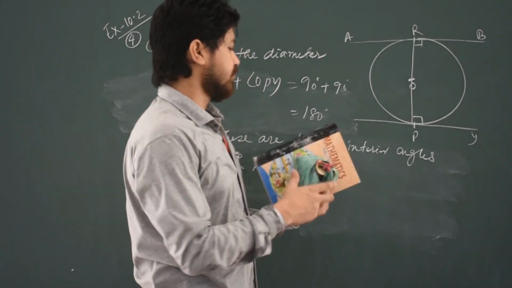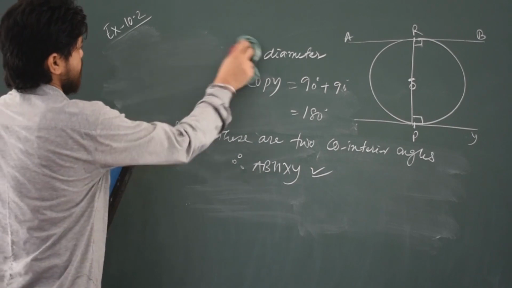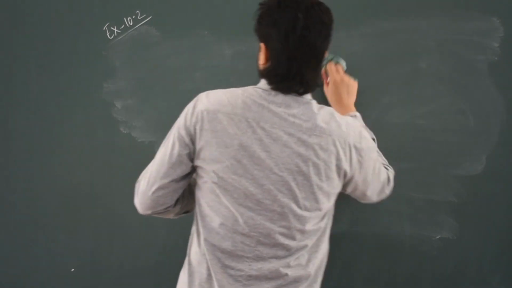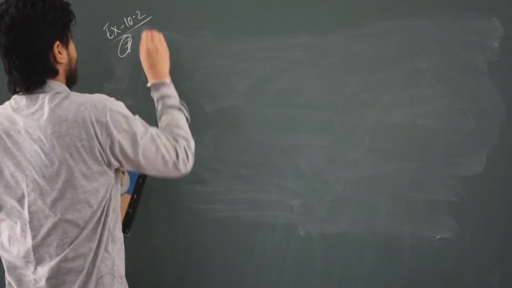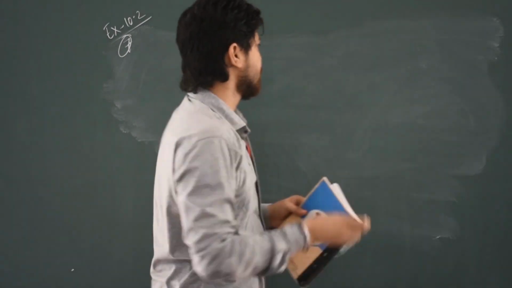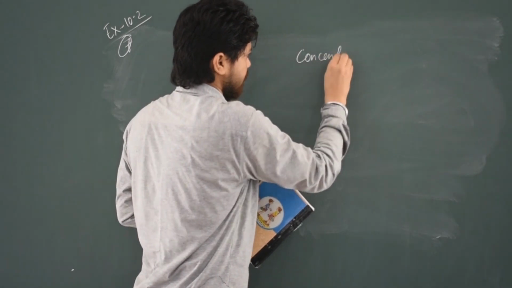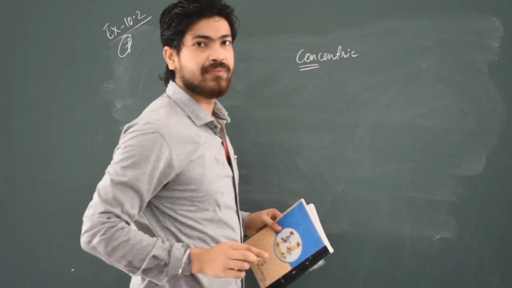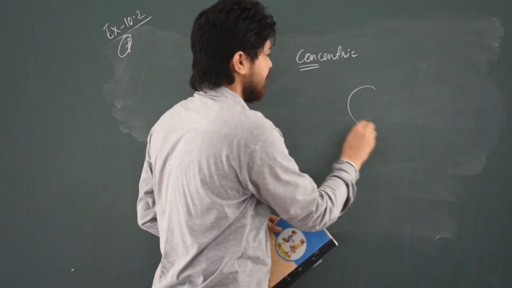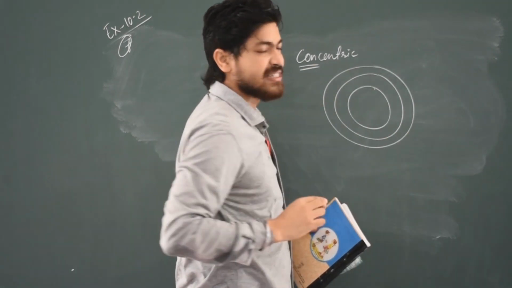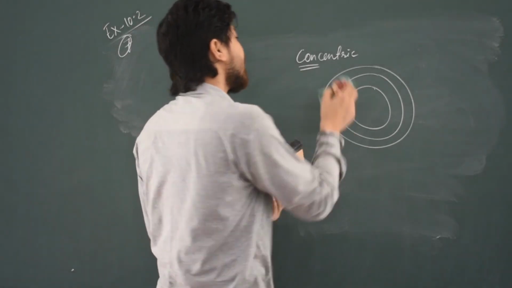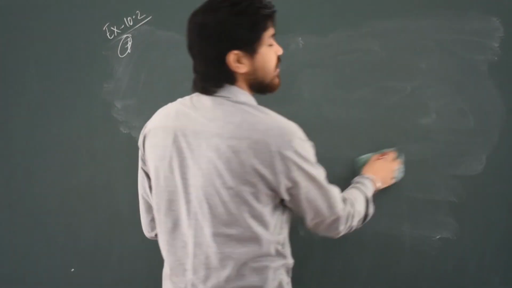So look at question number 7. Question number 7, two concentric circles. Concentric circles: con means same, centric means same center. Concentric circles means the circles have the same center, like this. These are concentric circles. Good. So the concentric circles are of radius 5 cm and 3 cm.